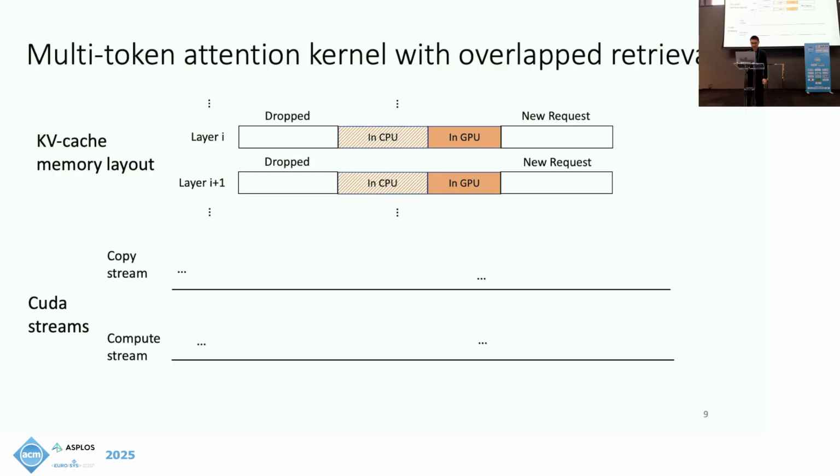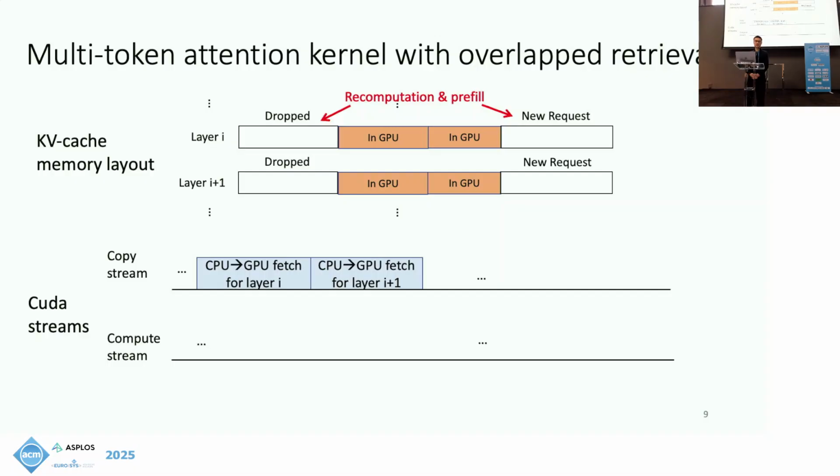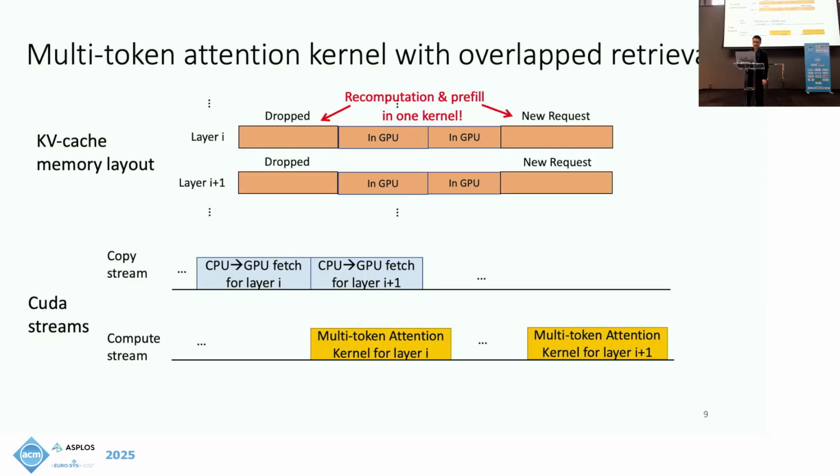Then for the tokens in CPU, to retrieve them back to GPU, we used a separate copy stream to retrieve them layer by layer so that we can overlap it with the computation. And for these 2 holes in the KV cache, we use a customized kernel to compute both at the same time in one kernel launch. And between these 2 streams, we insert CUDA events to preserve the data dependency.